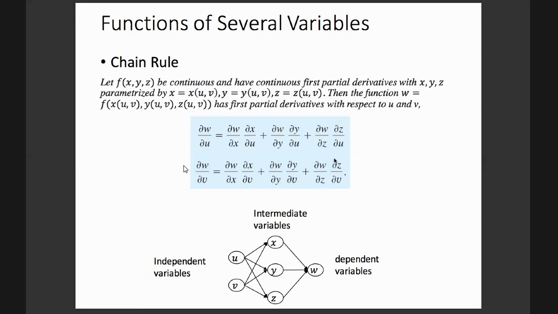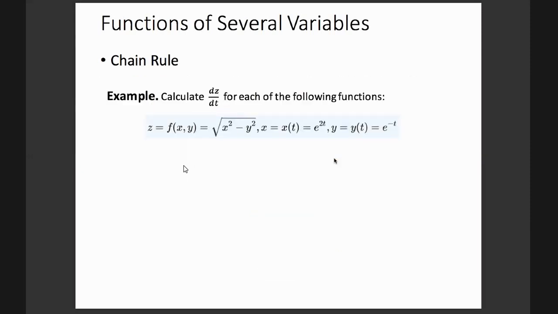Now let's move on to the exercise. First, I'll give you these examples. You should calculate dz/dt for the following functions. I will give you about 3 to 5 minutes to think about it, and then I will give the solution.